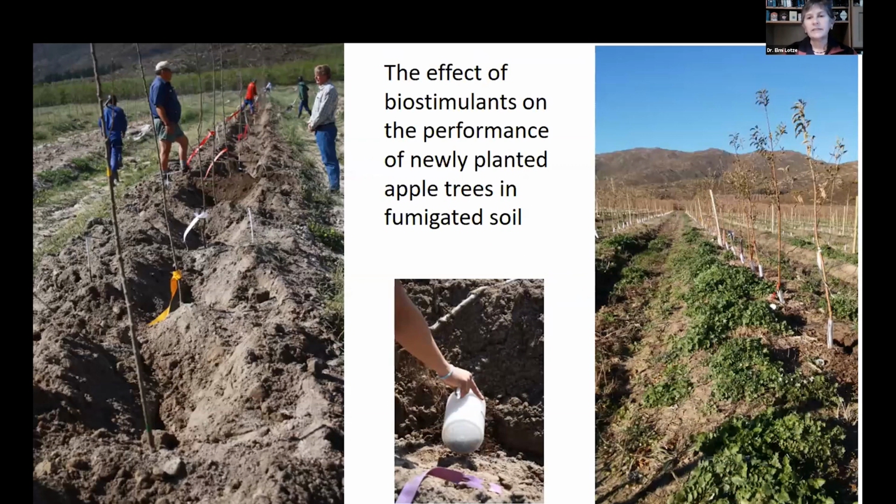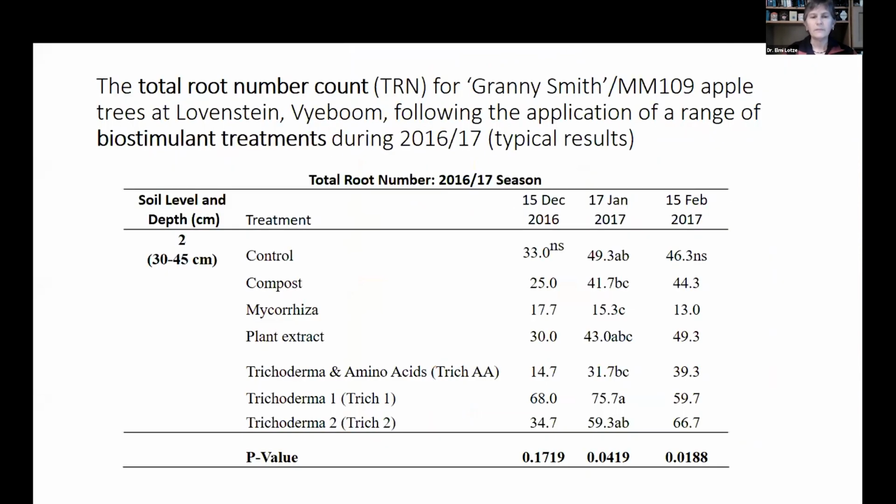So the next trial, we wanted to see if the equipment could also distinguish between different treatments, and we used biostimulants, and we evaluated the performance on newly planted apple trees in fumigated soil. So in this case, again, the soil was actually easier to install the tubes. The trees were planted, the treatments were applied, and then we looked at results.